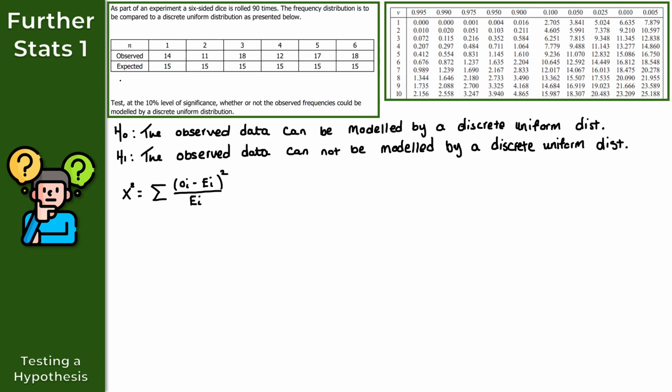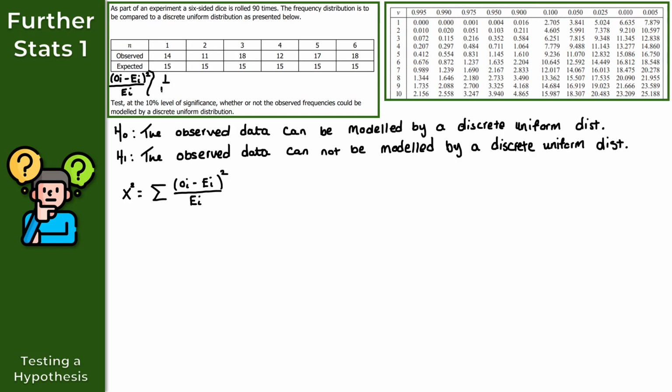So let's just define a new row here underneath my table. This will be OI minus EI, we square that, and then we divide by EI. For example, we do 14 minus 15. We square that, so we're going to get 1 there, and then we divide by the expected frequency of 15. So we get 1 over 15 to begin with.